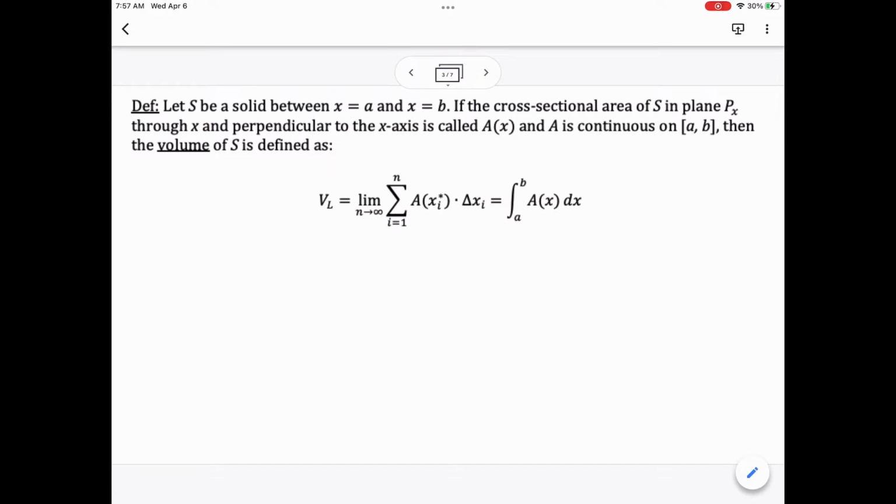So if we're looking for the volume, remember the derivative of that is actually the area, because it's one dimension down. So we can take the definite integral from a to b, finding the area of said figure, with respect to dx.